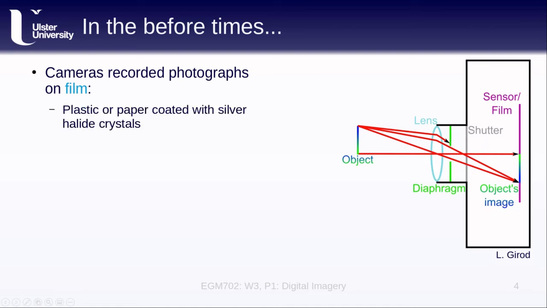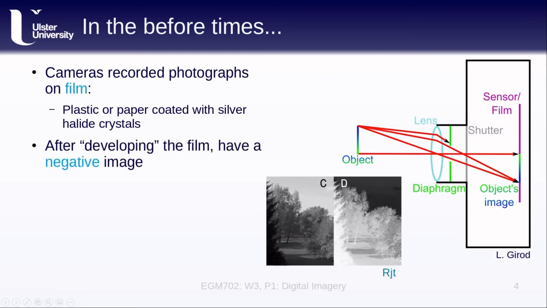Photographic film is a plastic or paper that is normally coated with a mixture containing silver halide crystals. When exposed to light, these crystals change color. The short amount of time that the film is exposed while the shutter is opened causes a slight reaction in the film. When the film is developed, the confusing process referenced in the previous slide, we have what is called a negative image, shown in the image marked D here.